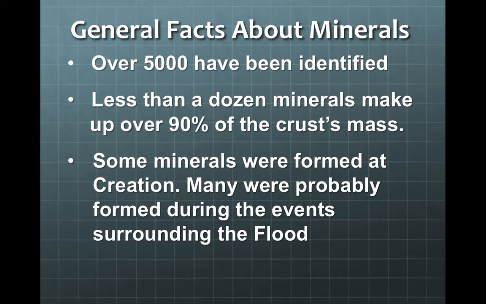Next is that less than a dozen minerals make up over 90% of the crust mass on Earth. On your paper there, you'll see a picture, and I'll come to a slide in a moment, and we'll take a closer look at that. But if you take just the first 12, they make up just a bit over 90%. In other words, you have another 5,000 or so that make up less than 10% of the Earth's crust by mass, which is kind of crazy when you think about it.